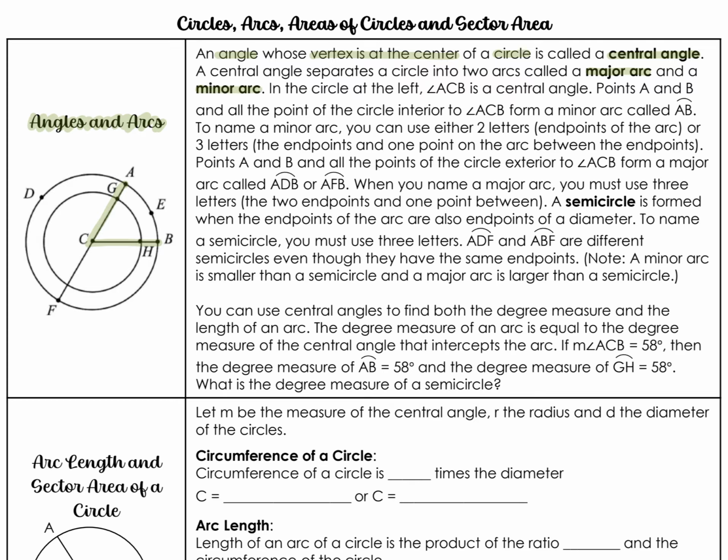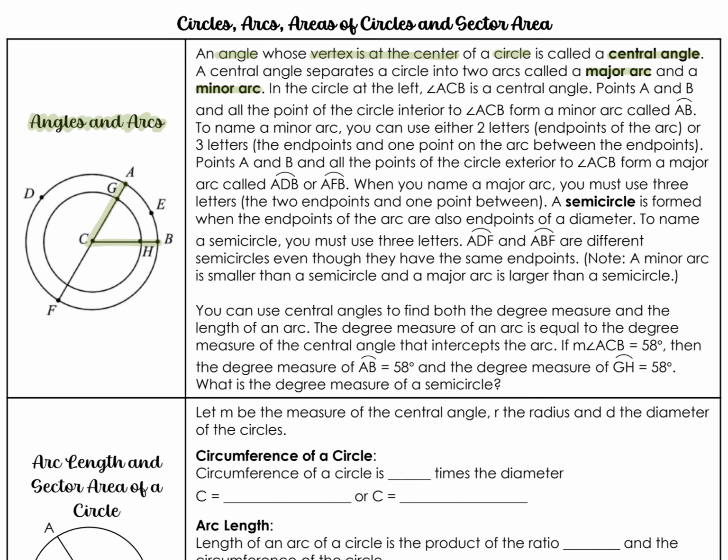Okay, so think about things you know with major and minor. You've got major and minor accidents, major and minor baseball. And so you know that the major is going to be bigger, so it will be greater than 180. And our minor is going to be smaller than that 180.